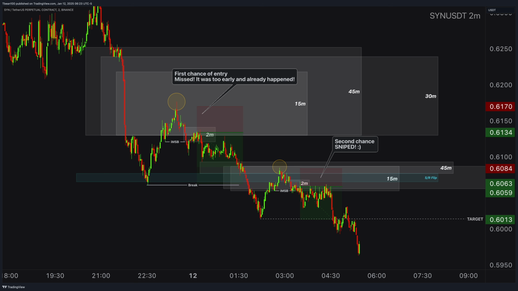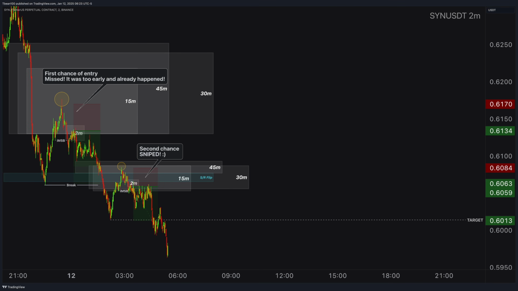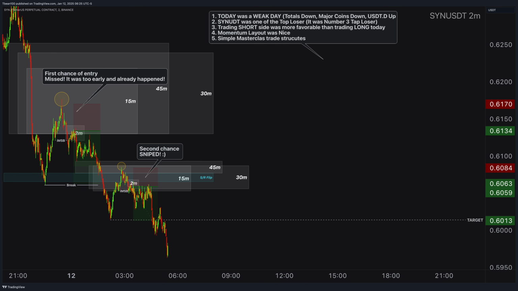A sniper location. If you are confused, let me recap all the price action in simple terms. First, today was a weak day with negative totals, negative major coins, and a powerful USDT dominance. And the SYN coin was one of the top loser coins of the day. So, I thought that taking a short trade was a better idea today. The rest is simple masterclass price action.